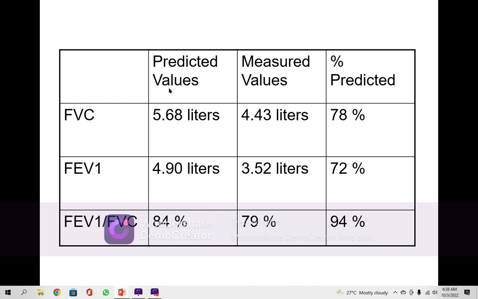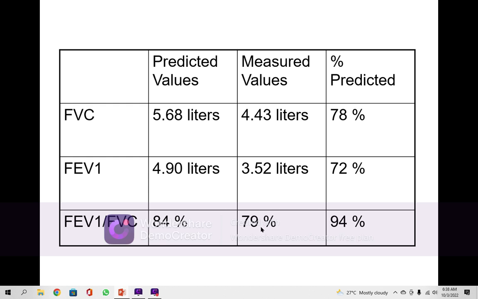The second case: the predicted value is 5.68 liters. The measured value of the patient was 4.43 liters. It is 78% predicted, which is more than 70%, so it is a satisfactory value. The forced expiratory volume in 1 second predicted is 4.90 liters, while the measured value in 1 second is 3.52 liters. It is 72%, normally 70%, so it is slightly higher.